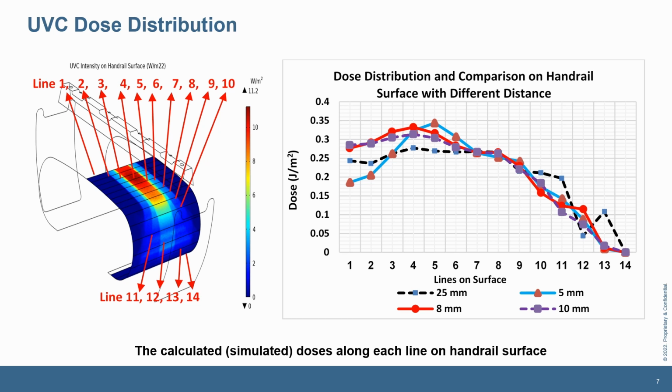The two sides of the surface receive less UVC dose. Based on this result, a distance of 8 to 10 millimeters is recommended for the assembly of the UVC device to the handrail top surface.